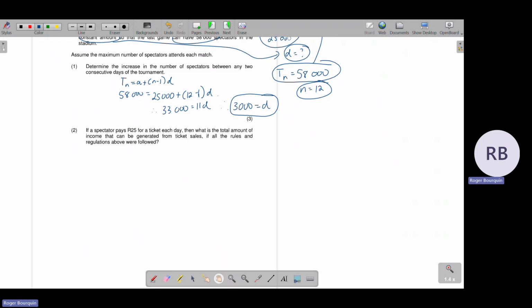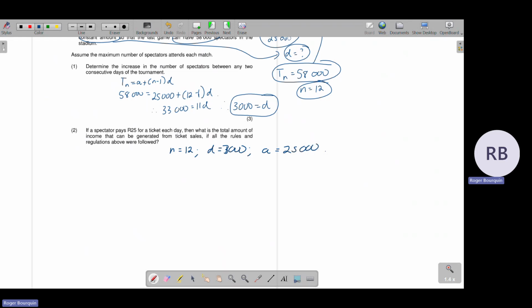All right. Are we good, everyone, up to this? So it's the same question now. We know that N is 12, we know that D is 3,000, and we know A is equal to 25,000.